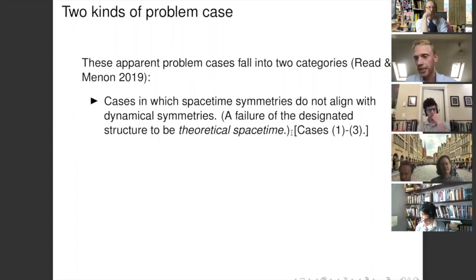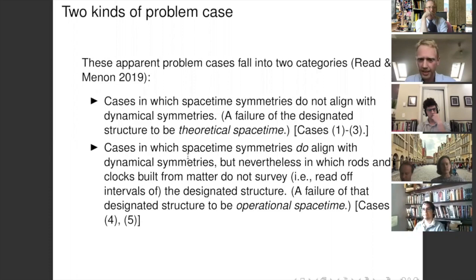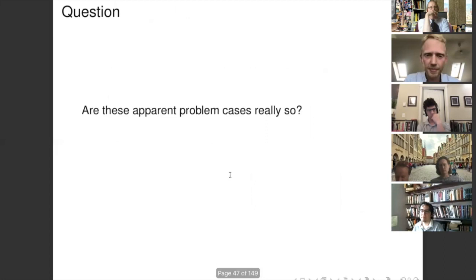But there's also a second kind of case, and these are cases in which the symmetries do coincide with the symmetries of the dynamical laws, but nevertheless, your rods and clocks don't read off intervals of the given piece of structure. So our clocks in Gödel space-time is a case like that. Our matter is in fact locally Poincaré invariant. Our metric field is locally Poincaré invariant. I'll come back to what this means a bit later. So I have something which qualifies as theoretical space-time, but nevertheless, my rods and clocks aren't reading off intervals of the piece of space-time structure. That's what he calls a failure of that piece of structure to be operational space-time. Just to give some jargon, which I might use a bit more later. But our central question really is, are these apparent problem cases really so damning for the geometrical view?